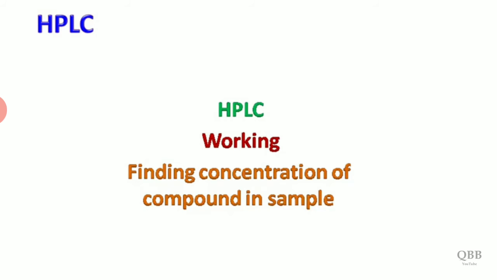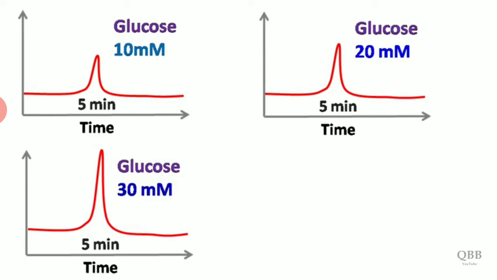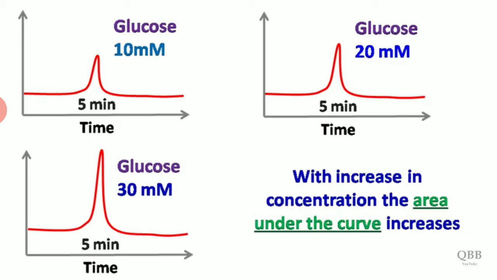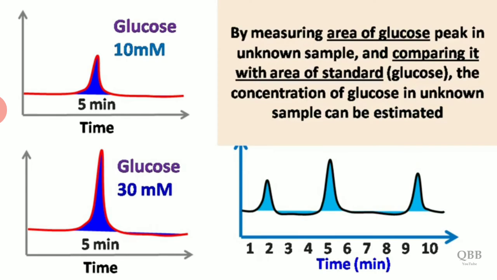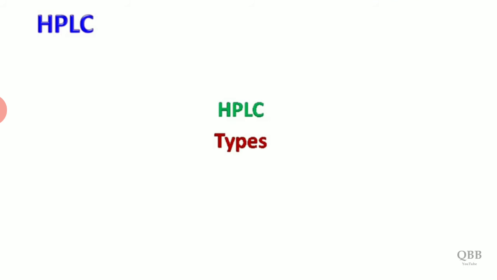Now how can we find out the unknown compound concentration by using HPLC? For this you need to create a calibration curve. What I mean here is we have to prepare different dilutions of the same compound and then record. With increasing concentration the area under the curve increases, as obviously there will be more moles of the sample. Then you plot the peak of the unknown sample and simply compare the area under the curve. By measuring the area of the glucose peak in the unknown sample and comparing it with the area of the standard, that is glucose, you can determine the unknown sample.